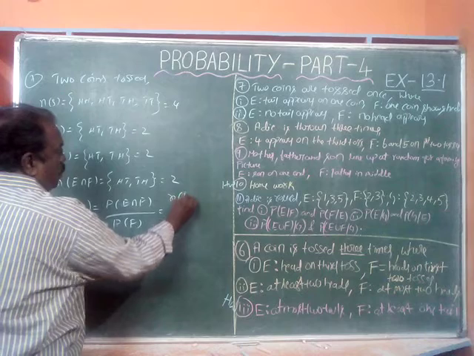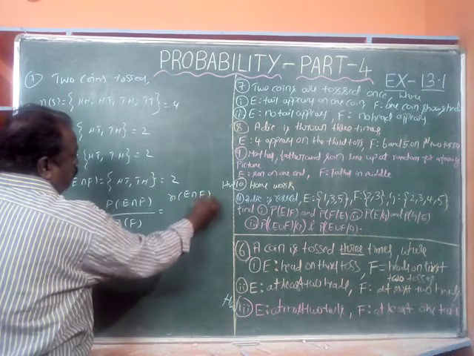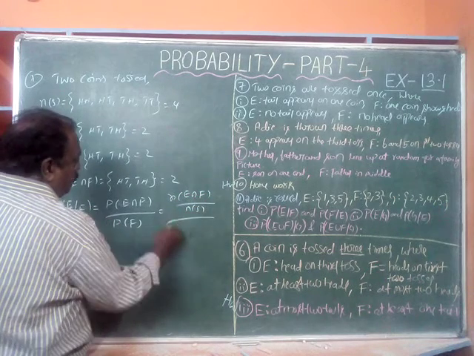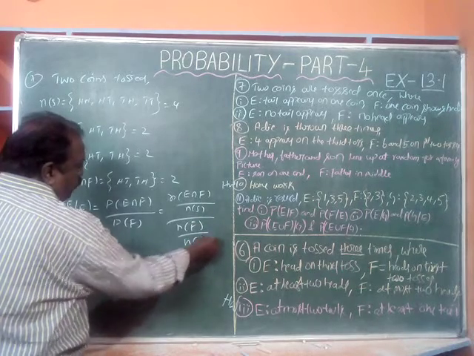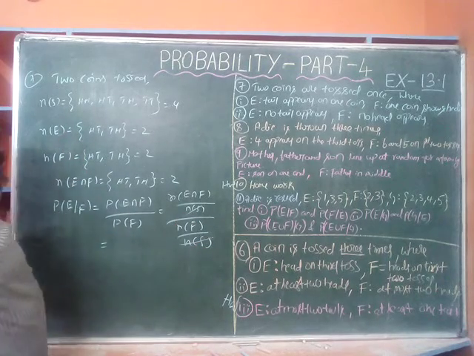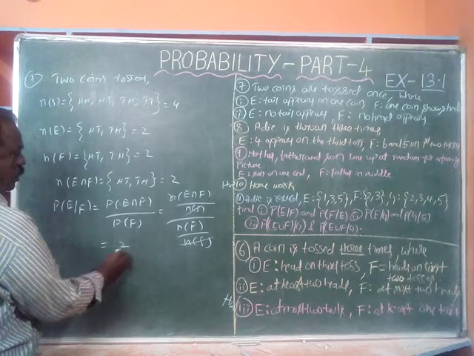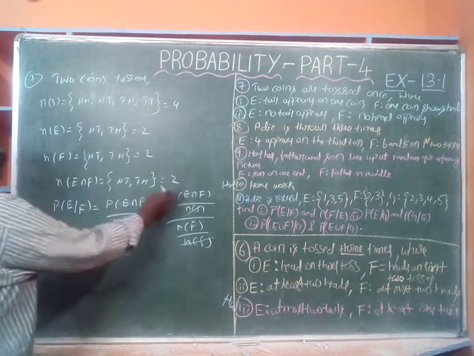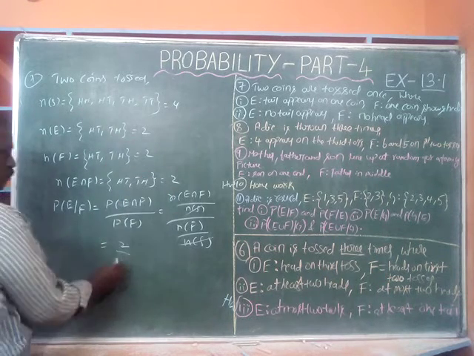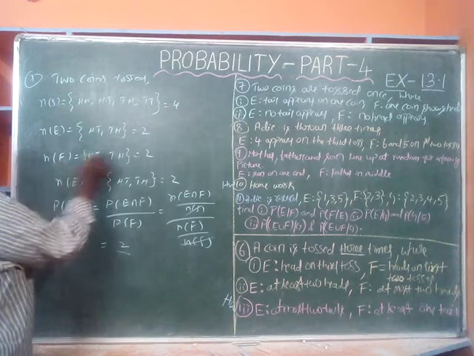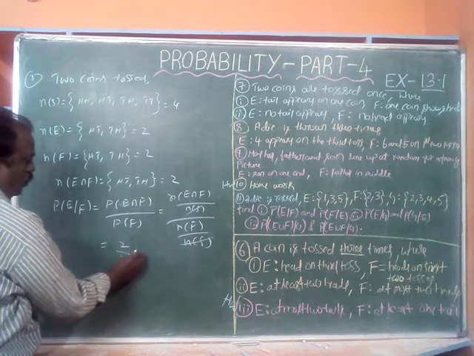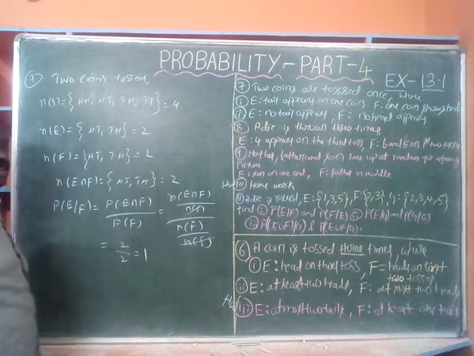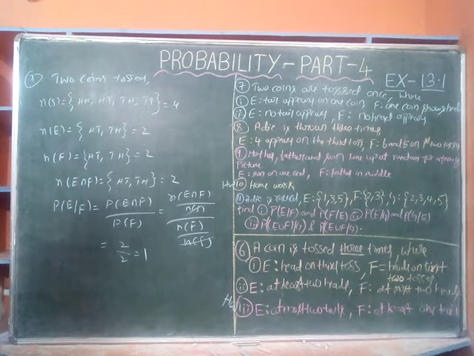That means N of E intersection F by N of S, by N of F by N of S. N of S is common. N of E intersection F is 2. Intersection is all are same. But here N of F is 2. So the probability is 1. It is a certain probability. Okay, some problems are like that.